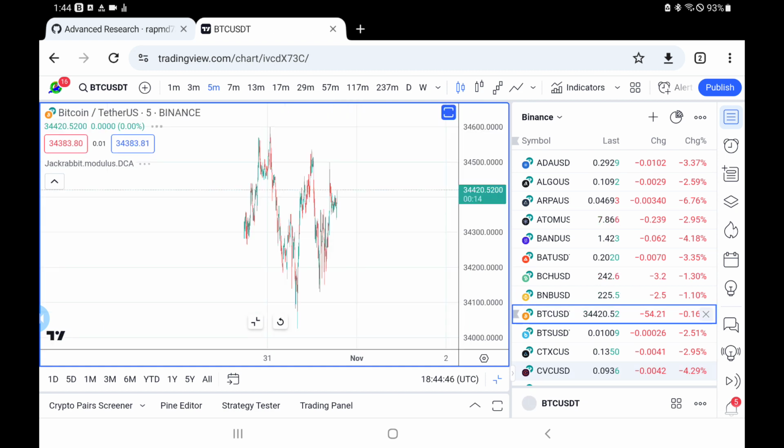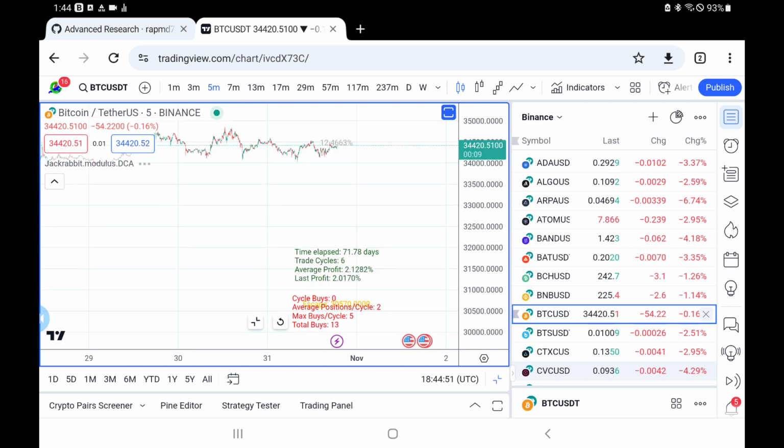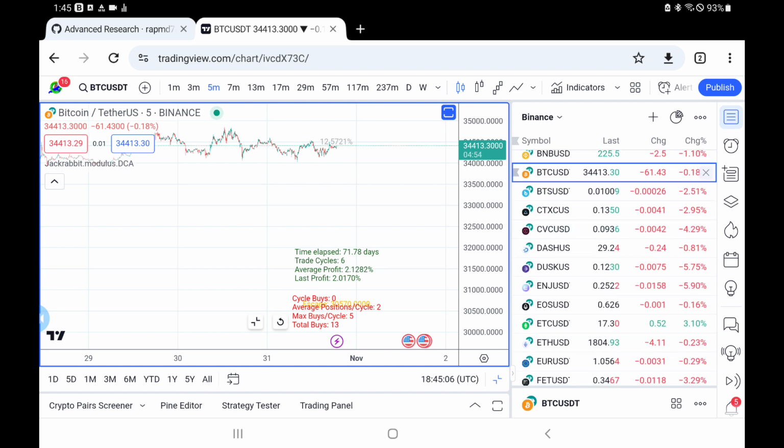So let's see what else we can find for difficulties. Let's look at Bitcoin. Six trade cycles at a rough 2.1% profit. Very good considering just how difficult it is with the current market.